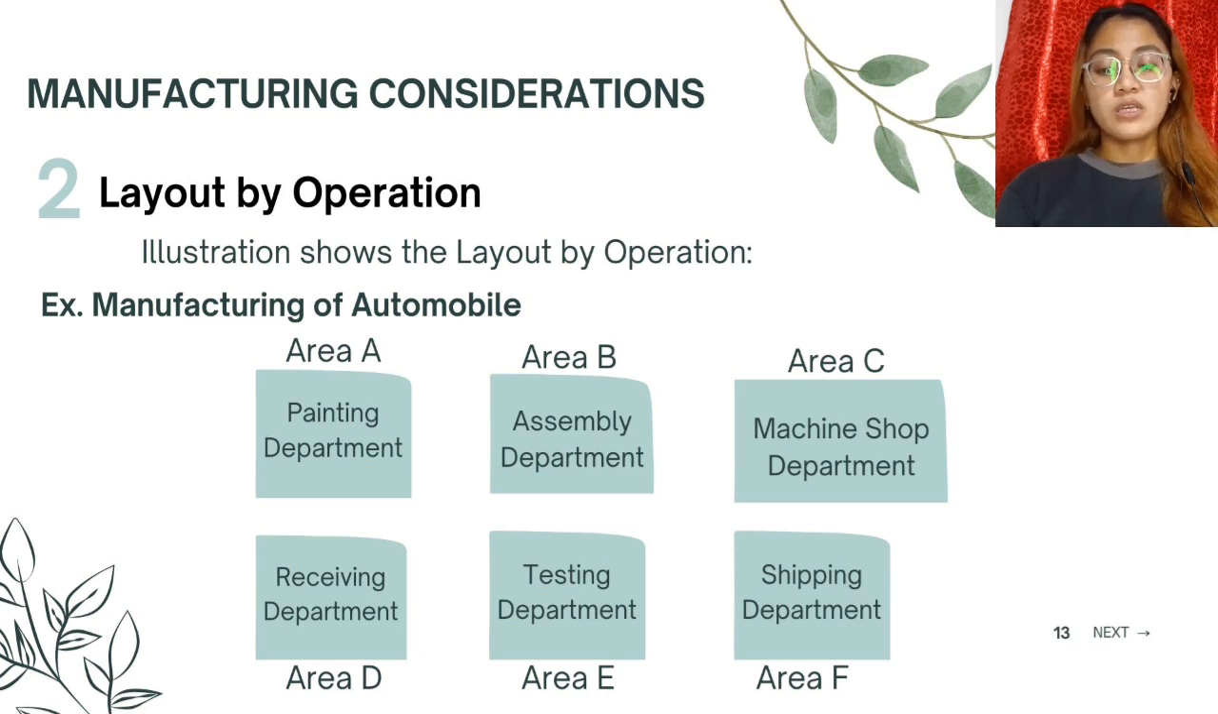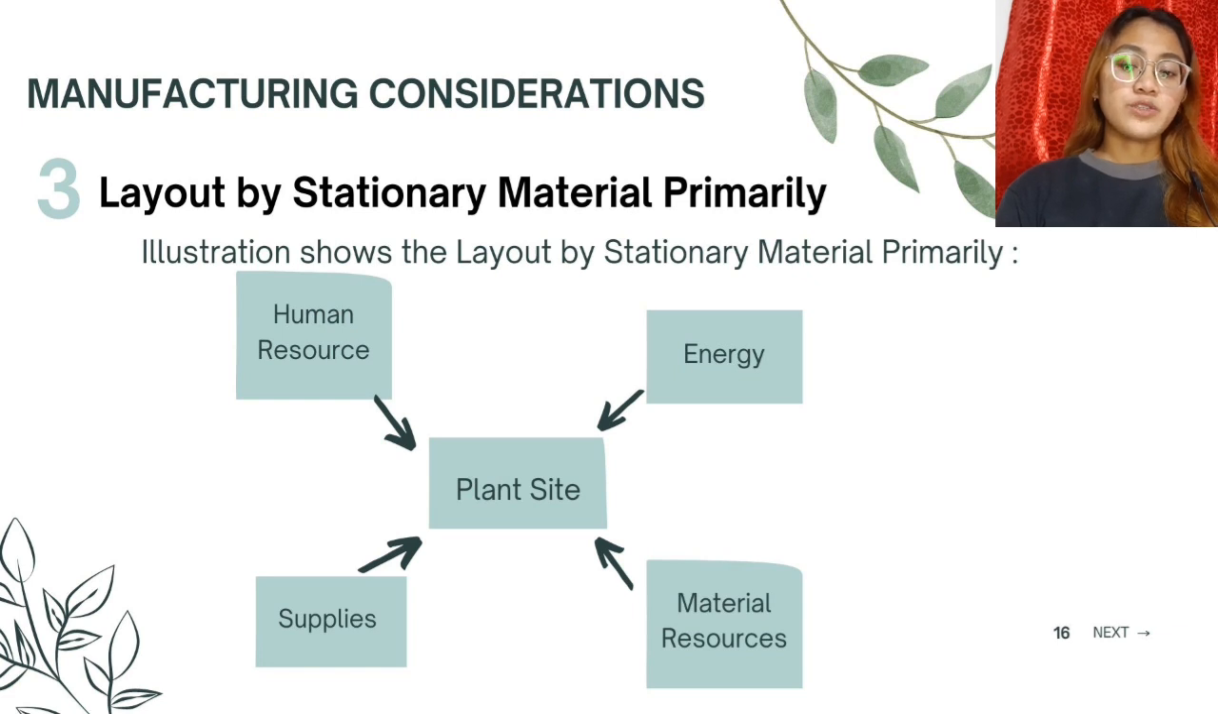area E will be the testing department if they are going to test the product that they made. And lastly, area F will go to the shipping department. On this layout by operation, it will be grouped according to the operation and how the product will be operated. So the third manufacturing consideration is the layout by stationary material primarily, or fixed position layout.